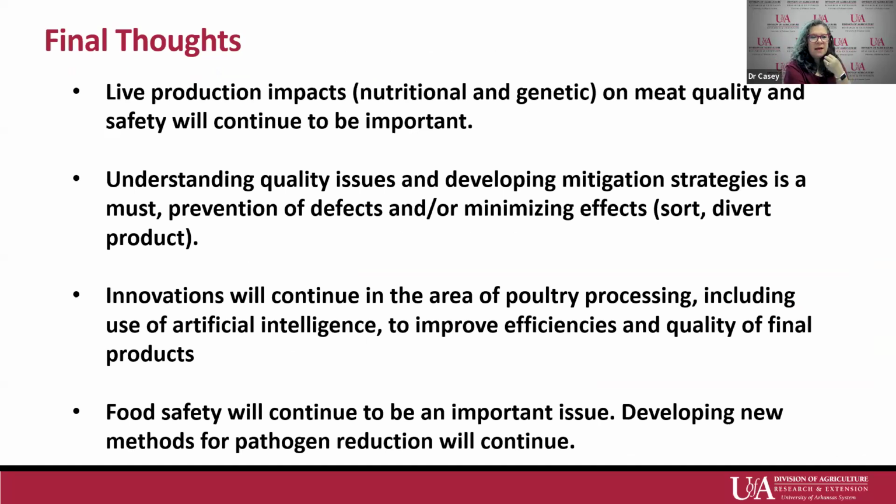So the final thoughts are that live production impacts, those nutritional and genetic, can have impacts on meat quality, and the safety is also going to be important as we continue with the poultry industry and that marketing of products and so forth. Understanding quality issues and developing mitigation strategies is going to be a must to help prevent defects on the live production side, minimizing those effects. So if we do have some of the problems still in the processing plant, how can we deal with that in the plant so that it's not getting out to the consumer?